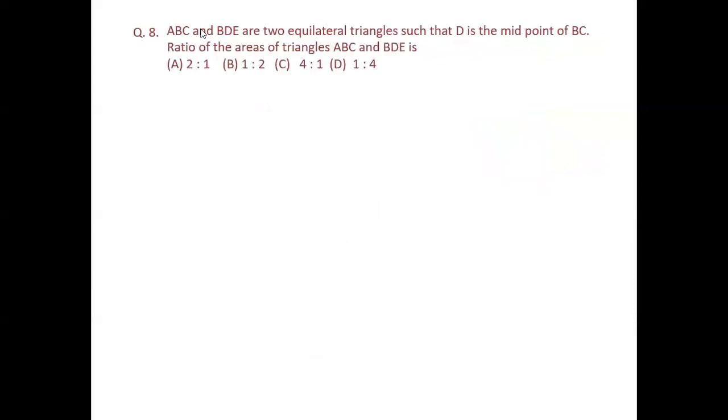Next. Eighth one. ABC and BDE are two equilateral triangles such that D is the midpoint of BC, and the ratio of the areas of the triangles ABC and BDE is. Four options are given. Now let's see. This is ABC, this is a triangle ABC. BDE is an equilateral triangle. He says D is the midpoint of BC.